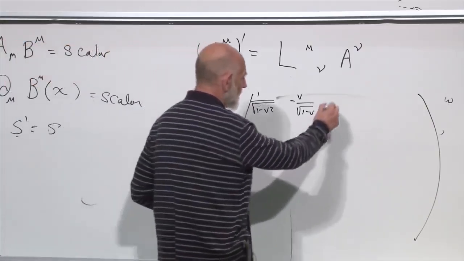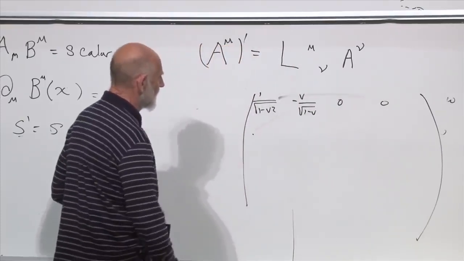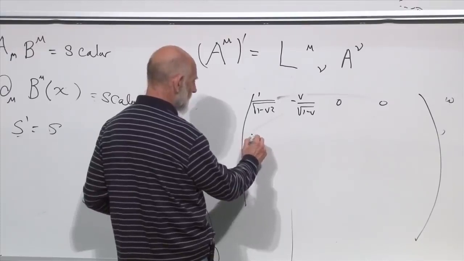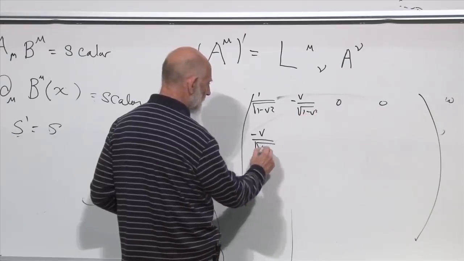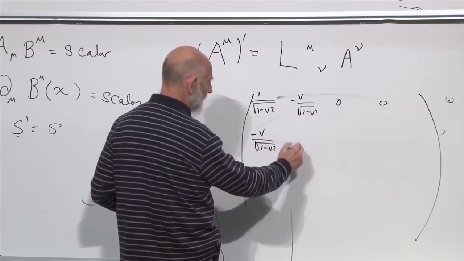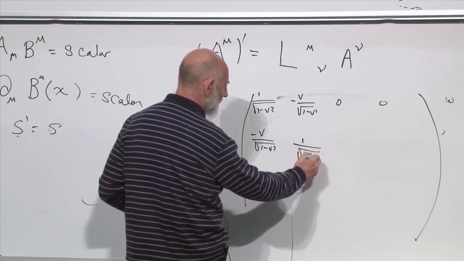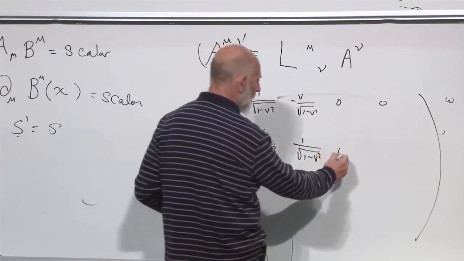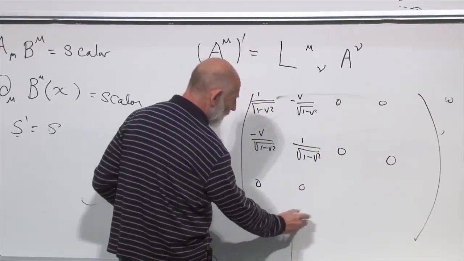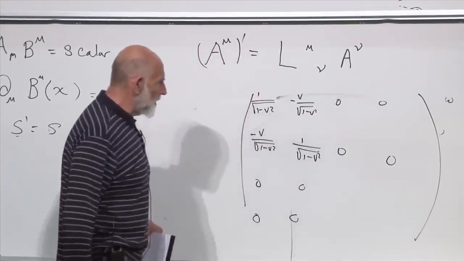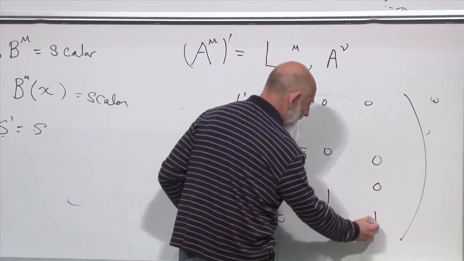0. 0. What about down here? Minus v over square root of 1 minus v squared. And in the next place here, 1 over square root of 1 minus v squared. Then 0, 0, 0, 0, 0, 0. But what down here? 1 and 1. 1, 0, 0, 1.